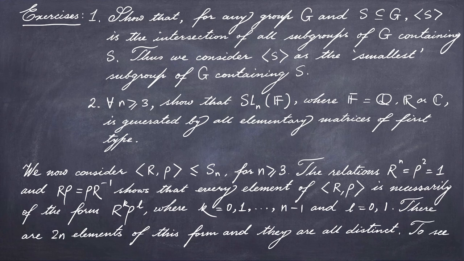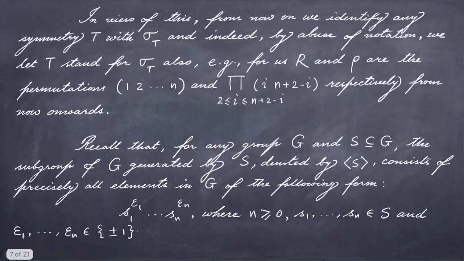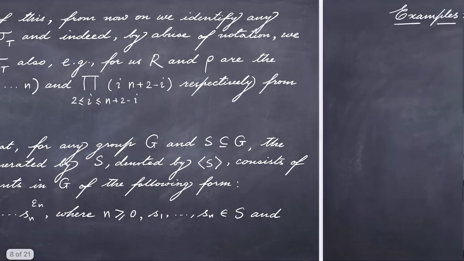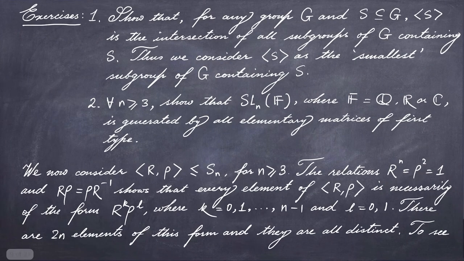Okay. Now let's consider the subgroup generated by r and rho in S_n, because remember that I have declared that from now on for me r and rho will mean this and that respectively. So from now on r and rho are inside S_n. So it's legitimate to talk about the subgroup generated by the set consisting of r and rho. For simplicity we remove the curly brackets and simply denote that subgroup by this. This is in the same spirit of the notation reserved for the cyclic subgroup generated by an element. So we now consider this subgroup of S_n when n is at least 3.